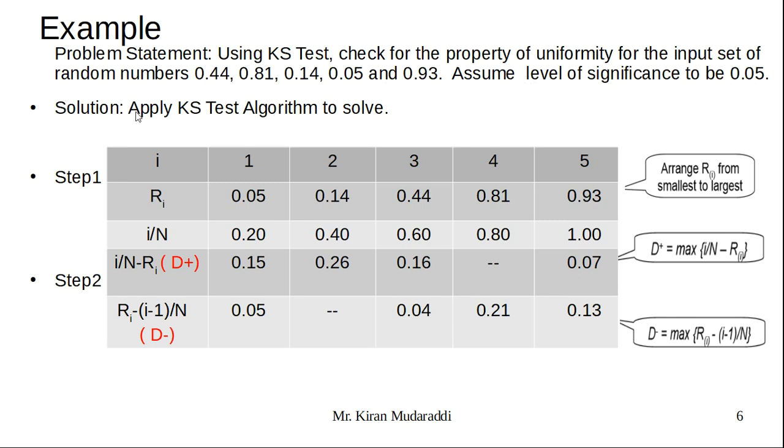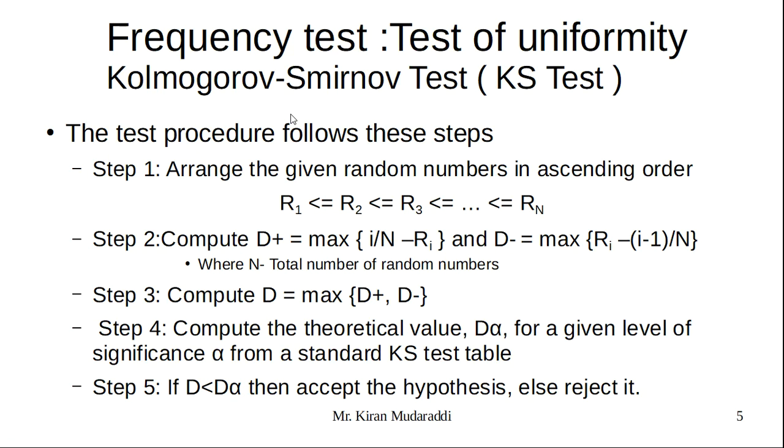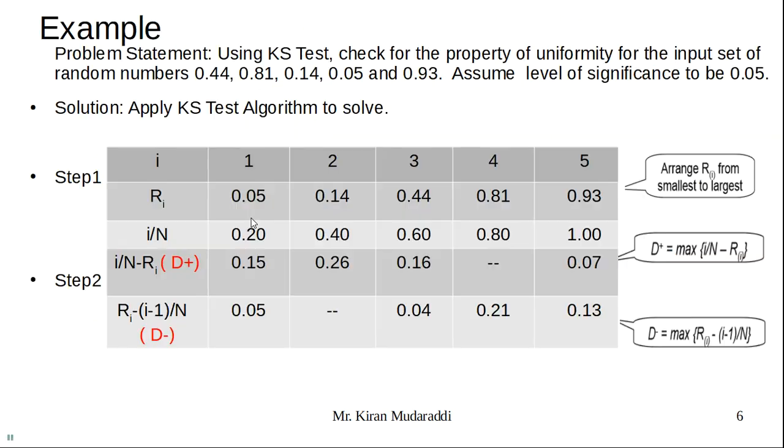So here I am applying the KS test algorithm. There are totally 5 steps, as we saw in the previous slide, and now I apply the same steps. How many random numbers are there? Totally 5: 1, 2, 3, 4 and 5. I consider that as i, so you need to write 1 to 5.